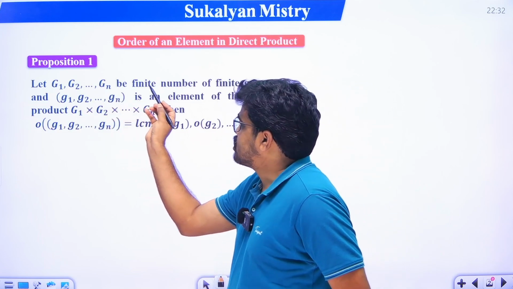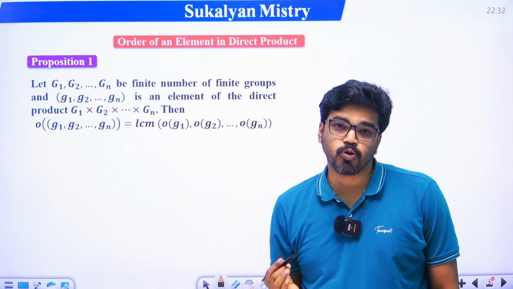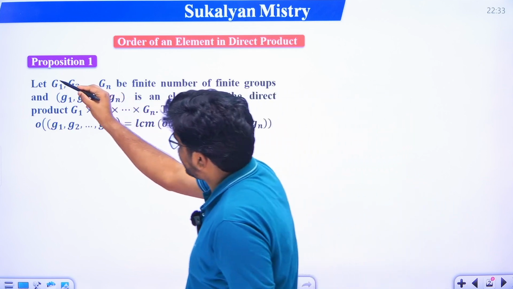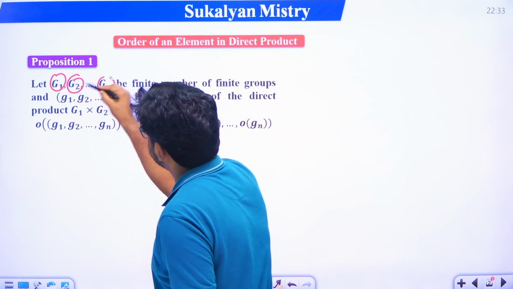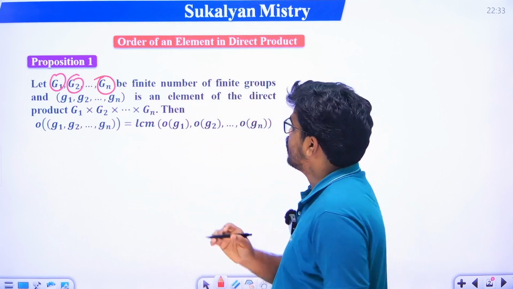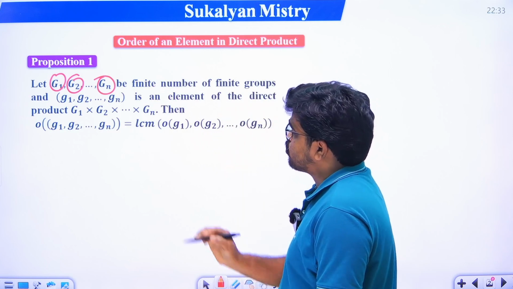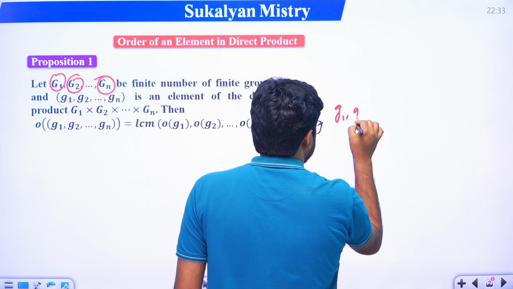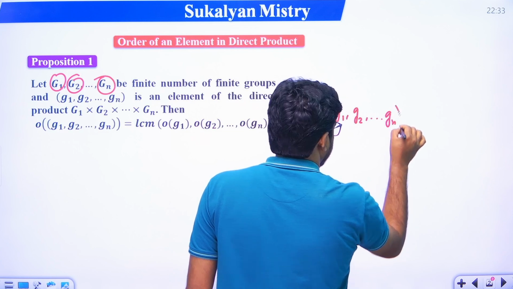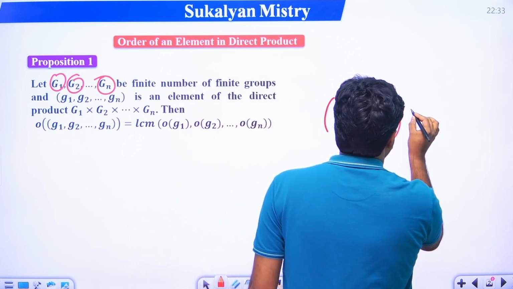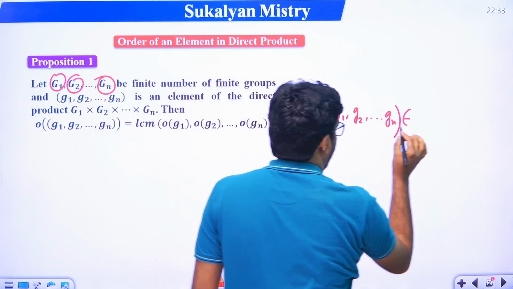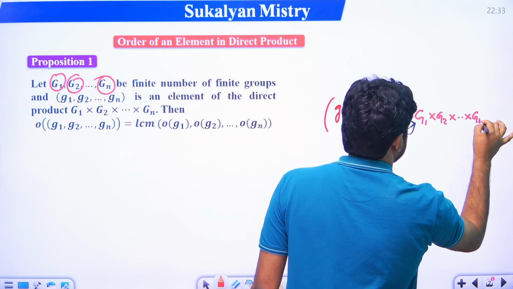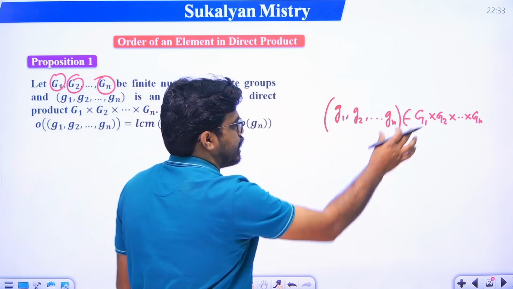So let G1, G2, ..., Gn be a finite number of finite groups. What is given here? Here it is given that G1 is a finite group, G2 is a finite group, Gn is a finite group. Okay, this is a finite number of finite groups, and (g1, g2, ..., gn) be an element of the direct product G1 cross G2 cross ... cross Gn. That is, this is an element of this.